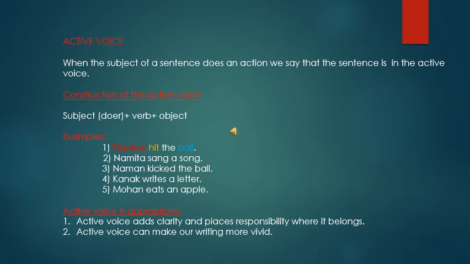Kanak writes a letter. Kanak is a subject, writes is a verb, a letter is an object. So this sentence is also in active voice. Mohan eats an apple. Mohan is a doer of an action. He eats an apple. So this is also in active voice. Active voice is appropriate when active voice adds clarity and places responsibility where it belongs. Active voice can make our writing more vivid.